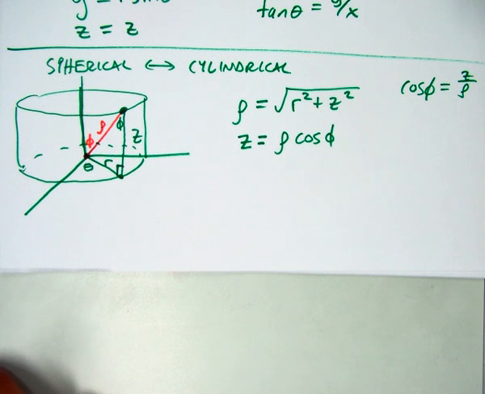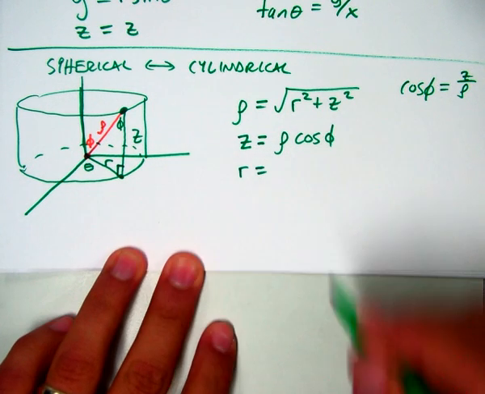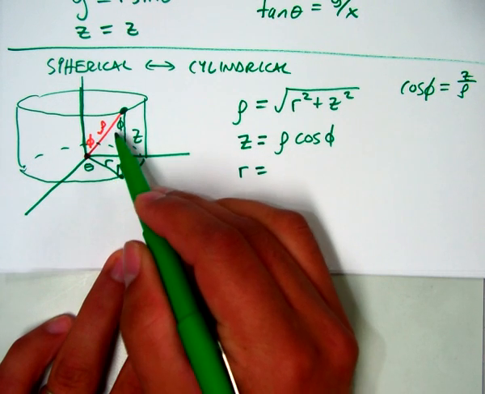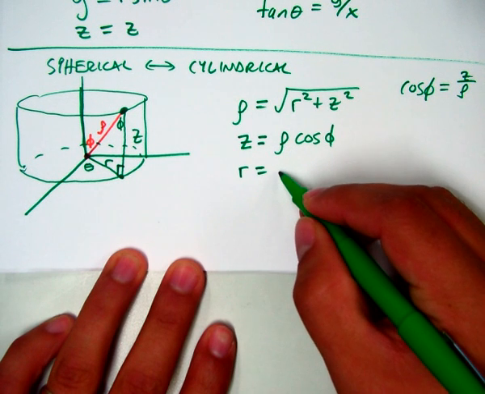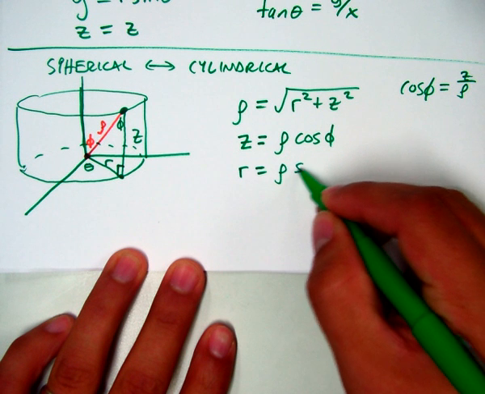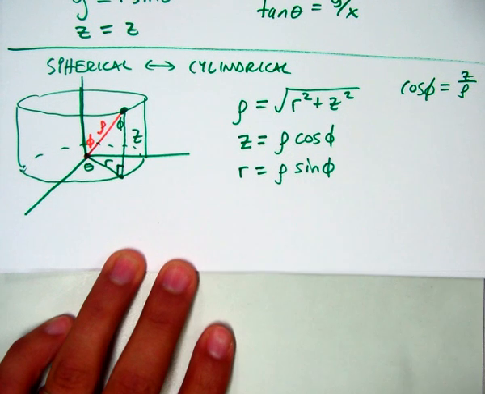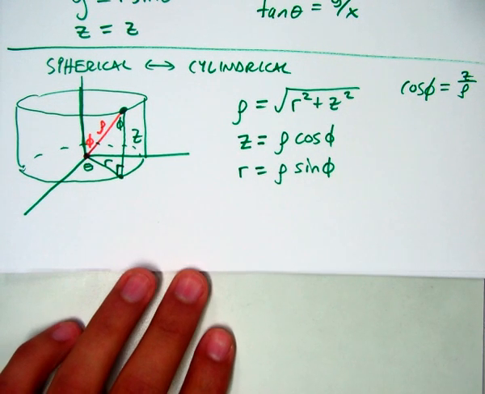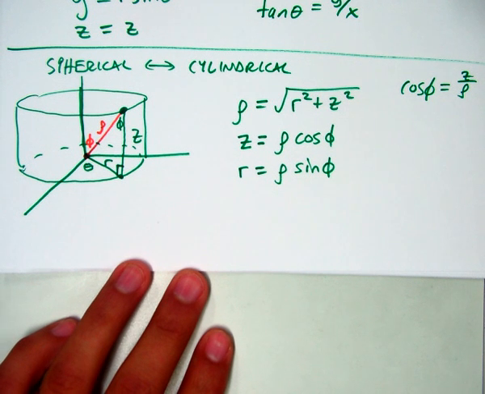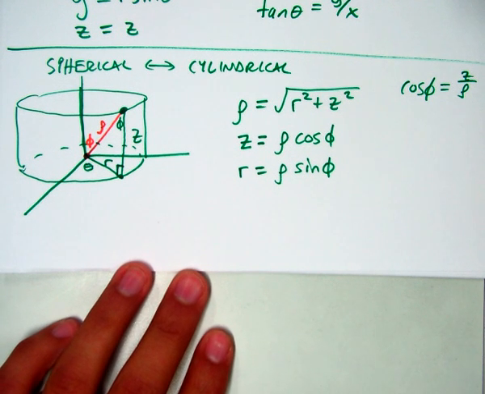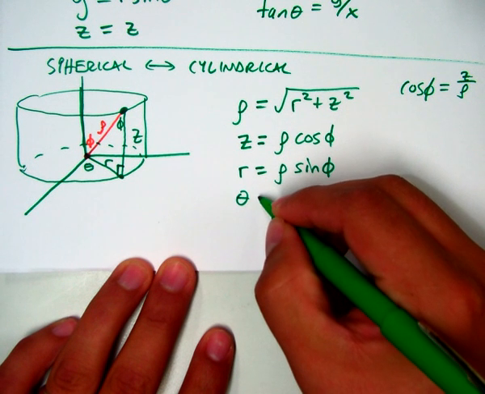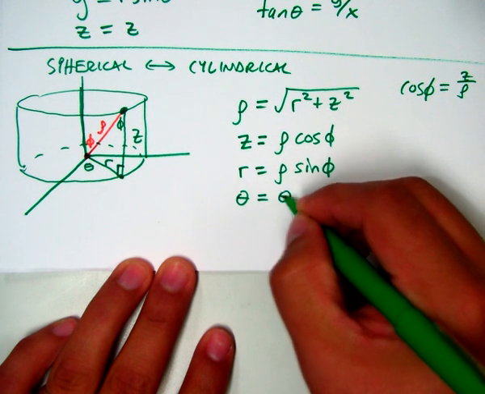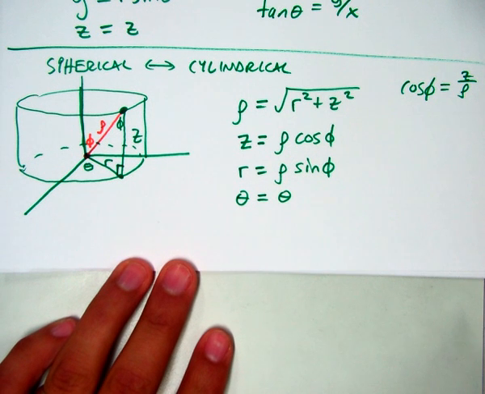Let's see, what else do we have here? r. r is opposite of phi, right? So we could say that r equals rho sine phi. It's weird getting used to all these new variables, right? Theta in cylindrical is theta in spherical, so there's no need to worry about that.